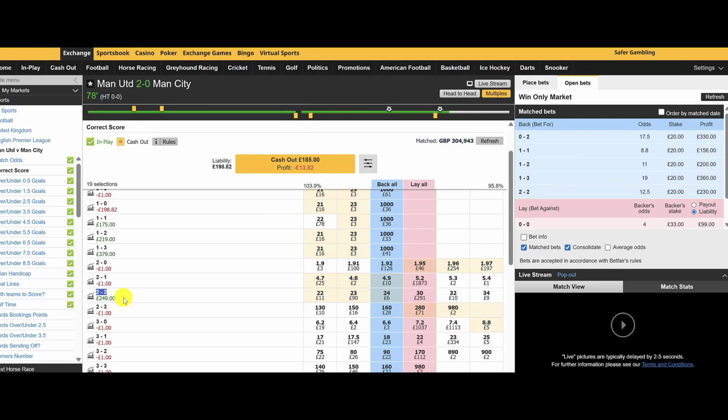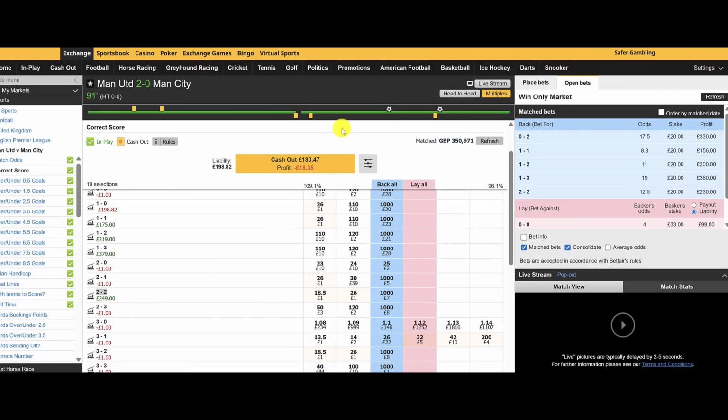But the great thing about trading the correct score market, we still managed to get out of this without taking any sort of loss, or maybe just taking the £1 loss. But I'll accept that when we get it completely wrong, like we have in this. Anyway, still time on the clock. Let's see what happens. Man United 2, Man City 0.